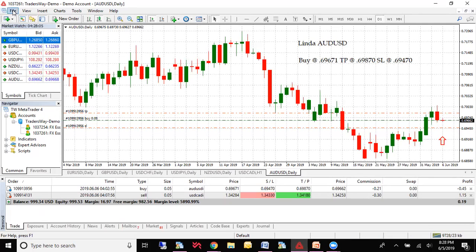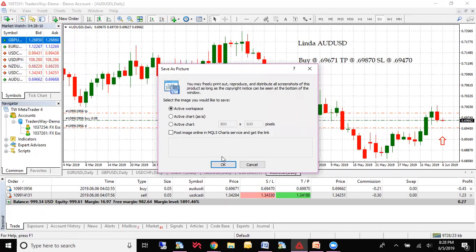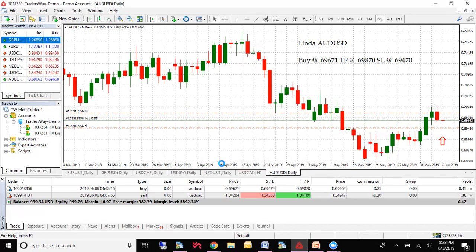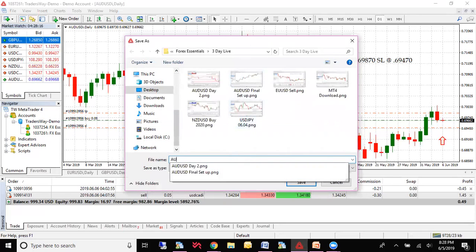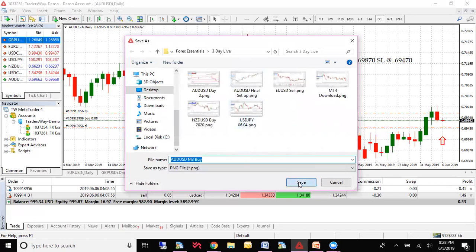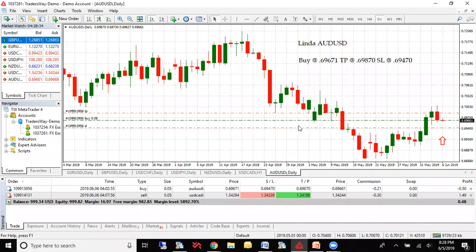At this point, we would go ahead and File, Save as Picture, make sure it says Active Workspace, click OK. Forex Essentials 3-day live. This is my AUD USD, module 3, buy. Go ahead and save that. Now I have my screenshot that I can use in order to upload to my FX book here shortly.